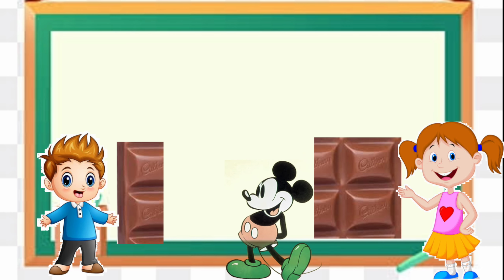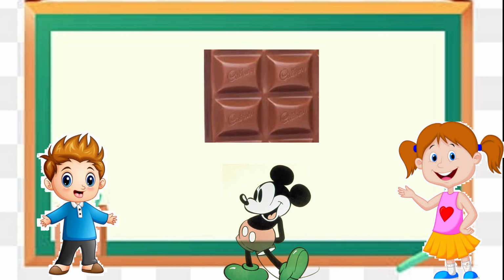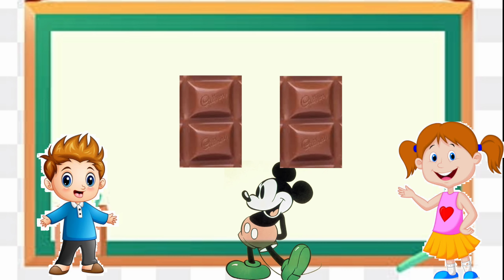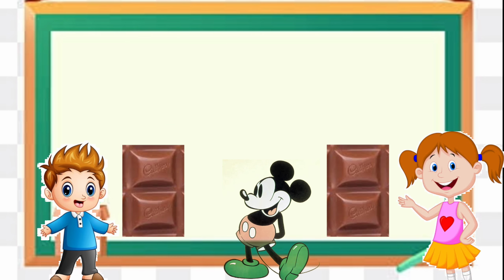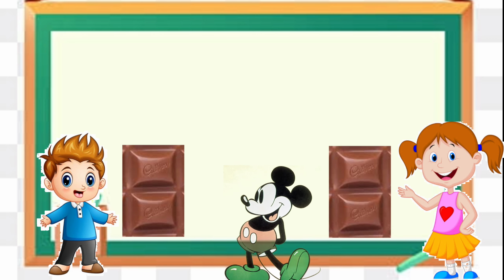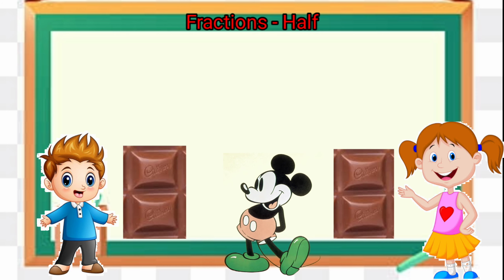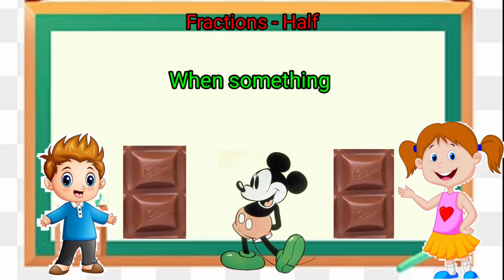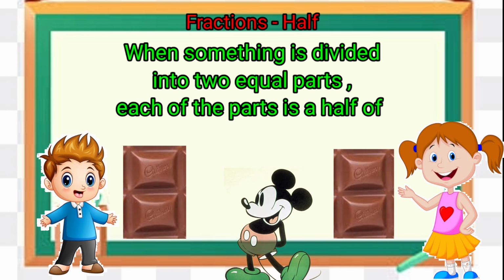I have another chocolate too. I'll divide it equally into two parts for you. Yes, this time we have equal pieces. Both of you got exactly half the chocolate. Thus, we can say when something is divided into two equal parts, each of the parts is a half of that thing.